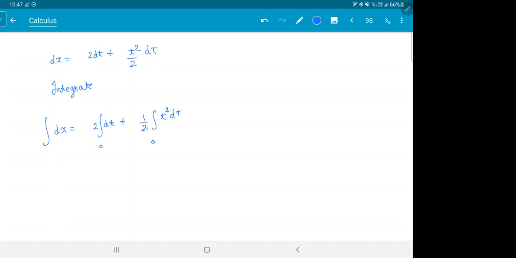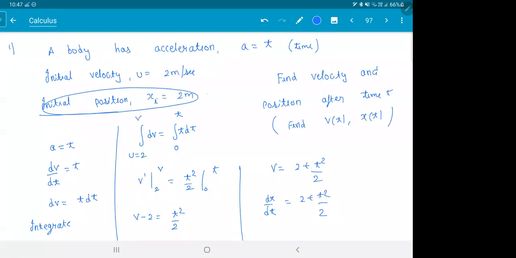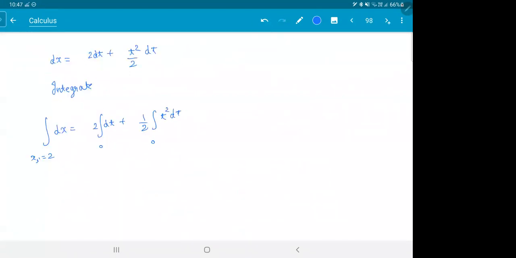Limits: when time is 0, your initial position is 2. That is given. Initial position is 2 meters. Time is t, and position is x final. So this would be x final minus 2 is 2t plus half into t cube by 3. So you get x final is 2 plus 2t plus t cube by 6. Check.